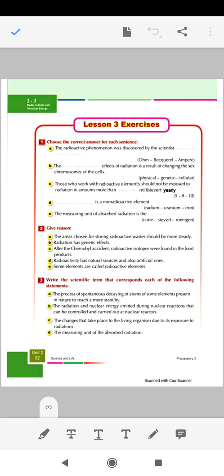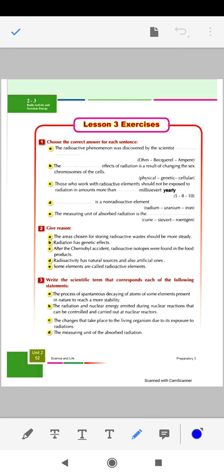The radioactive phenomenon was discovered by scientist called Becquerel. The effect of radiation is the result of changing the sex chromosome in the cell. Change in sex chromosome تبقى genetic اللي هي produce abnormal birth. طب يا مستر لو change in the cell composition هتبقى cellular انما دي sex chromosome فتبقى genetic.